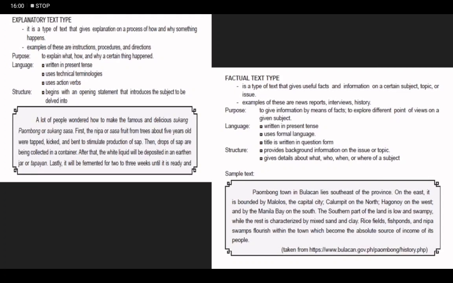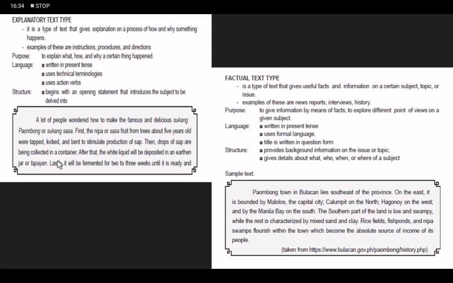It uses what tense of the verb? Present tense of the verb. So see the difference? Yes. The narrative and the expository text type uses the past and the present, but for the explanatory text type, it always uses the present tense of the verb. Uses technical terminologies, uses action verbs, begin with an opening statement that introduces the subject to be delved into. Who would like to read this sample text for us?